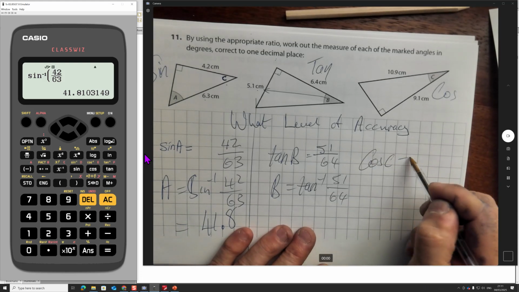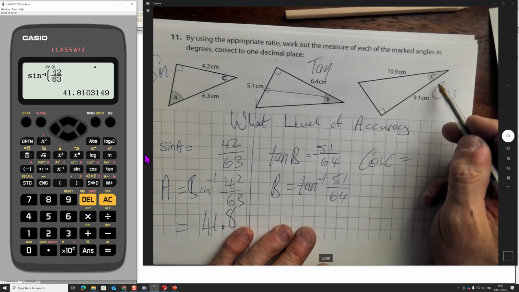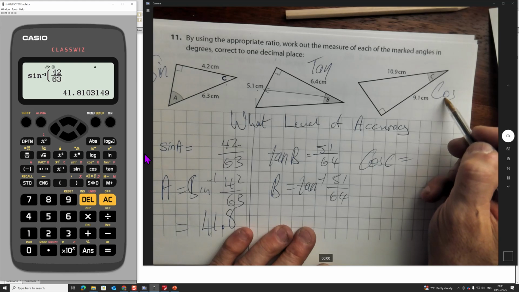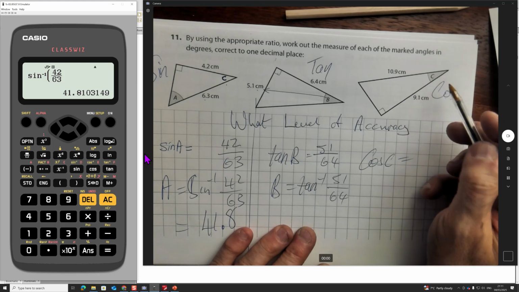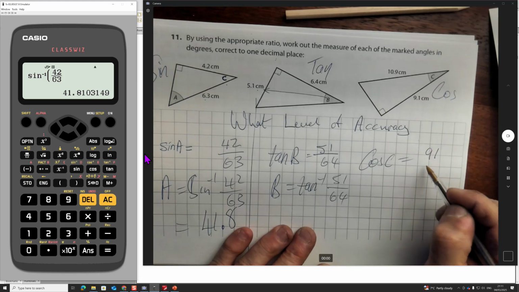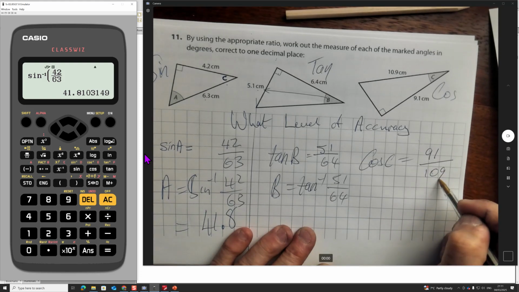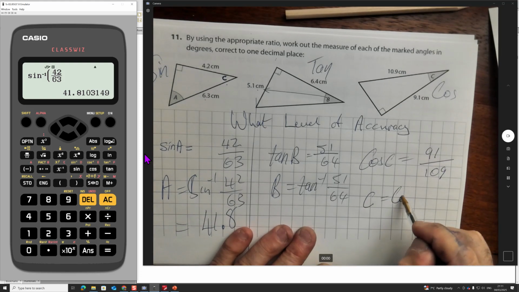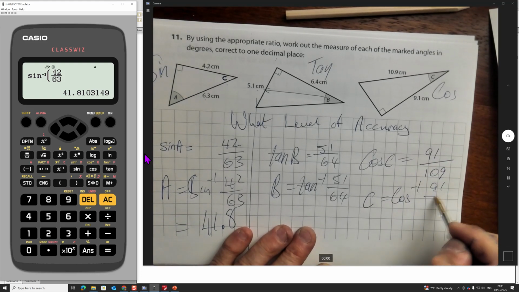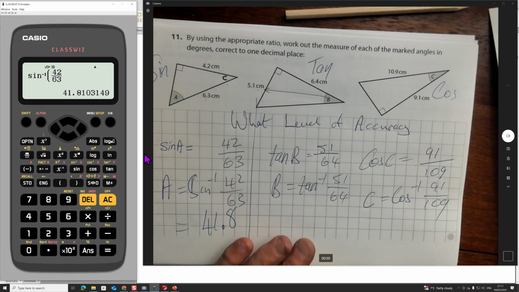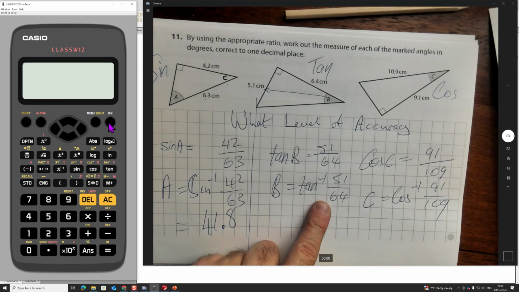Okay, and then here again, cos of c equals, never go to the hypotenuse first, go to the adjacent. We'll scale up by a factor of 10 to speed things up. Okay, and we'll do c equals inverse cos 91 over 109, and we'll scoot across here, all the time going to one decimal place.